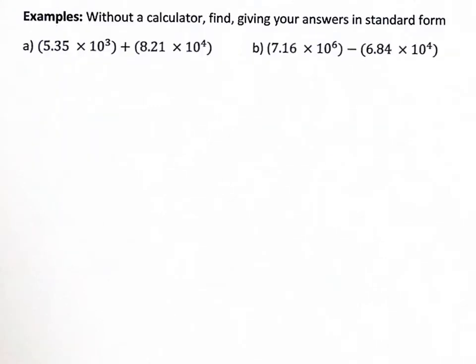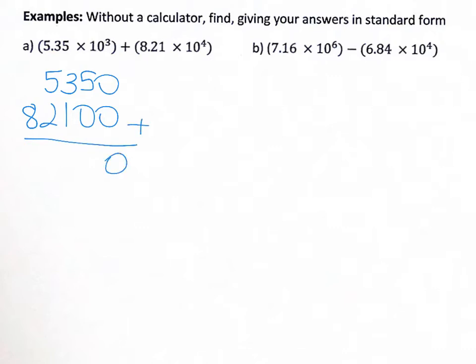So in these examples, the first one we're going to look at is 5.35 times 10 to the power of 3. And we're going to add 8.21 times 10 to the power of 4. So the first thing we need to do is change 5.35 times 10 cubed into decimal form, and to do that, we get 5,350. And we're going to add to that 82,100.